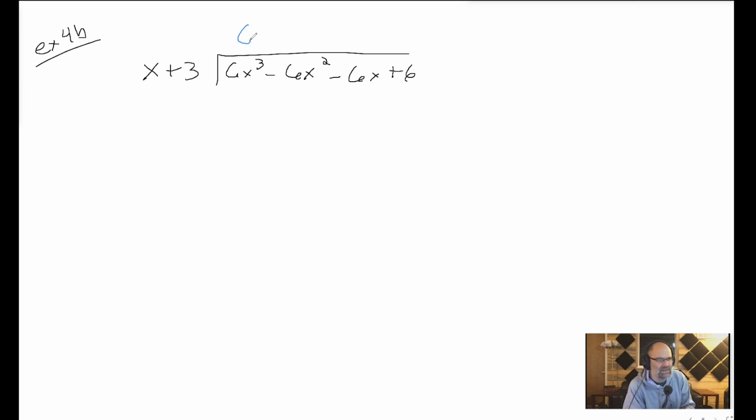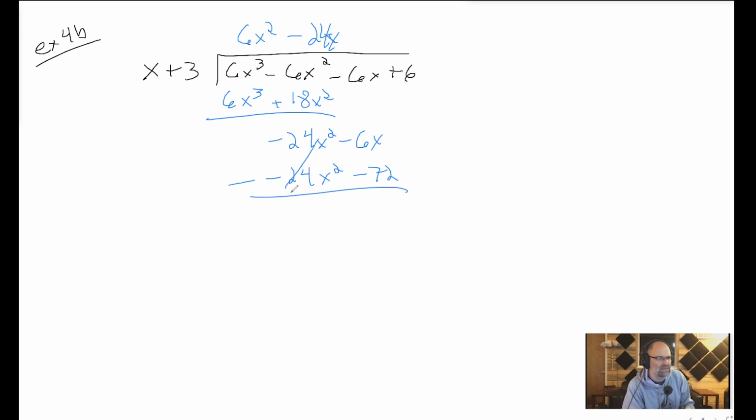Divide, take an x out of there, 6x squared. Multiply, 6x cubed plus 18x squared. Subtract, I get negative 24x squared minus 6x. Divide, take an x away, negative 24x, and that's ugly, so negative 24x squared minus 72x, subtract, blah, blah. So then I get a 66, that's an x there, 66x plus 6.